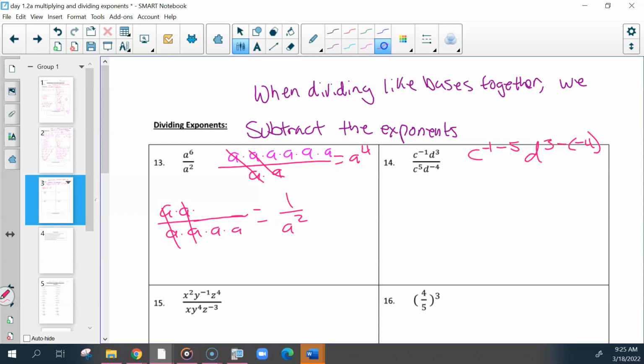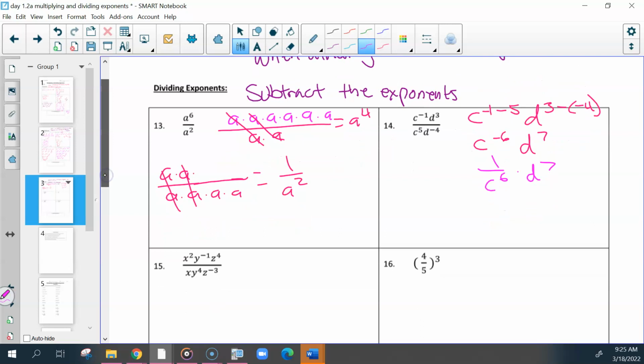Be negative what? Not negative 4. Negative 6. And D to the, not negative first, 7. So then C to the negative 6 would become 1 over C to the 6. And we have to make this into one fraction, which would be what?